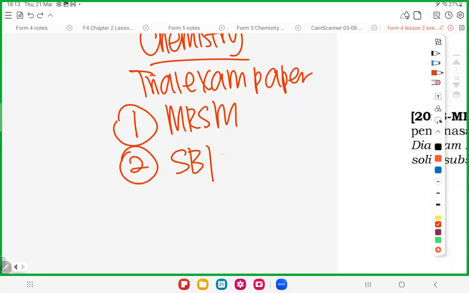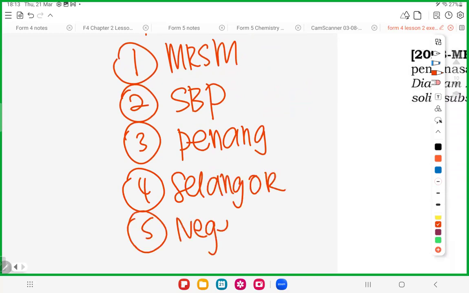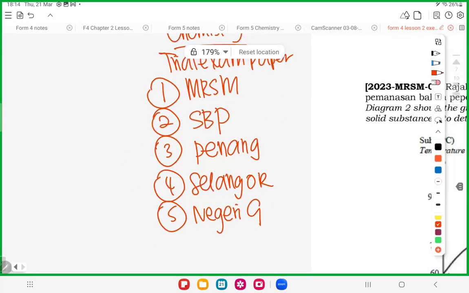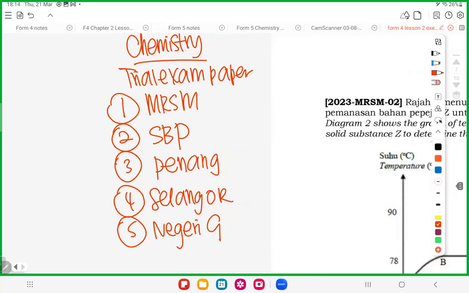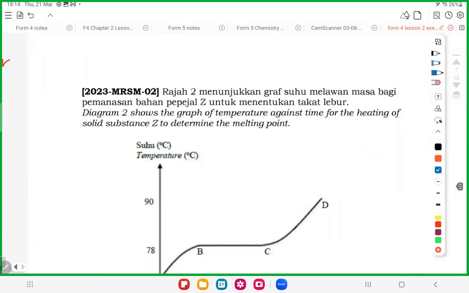So SPP is the boarding school, Sekolah Berasrama Penuh. Then after that, this Penang paper is considered a very good paper. Selangor paper is good. And then we have Negeri Sembilan. So these are some good trial exam papers for chemistry. These few papers are very, very challenging, which is a good practice for a student. Anyway, come back to here, everyone.